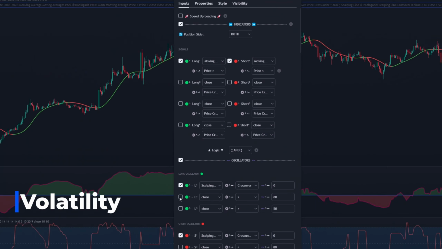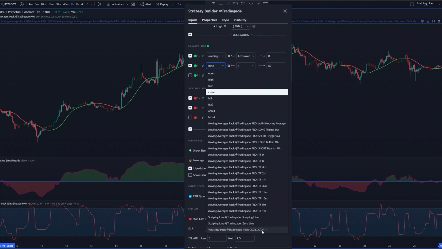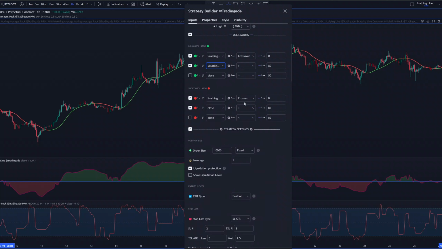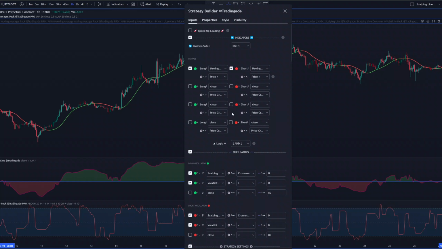Then the volatility rule, which is based on the Aroon oscillator. We're gonna turn on the signals in the oscillator section. We're gonna select the oscillators by the volatility pack. For the short side it's the same. For a long position, we need the oscillator to be above the zero line, while for short positions, we need the oscillator to be below the zero line. That's cool, guys. Entry rules are just set.